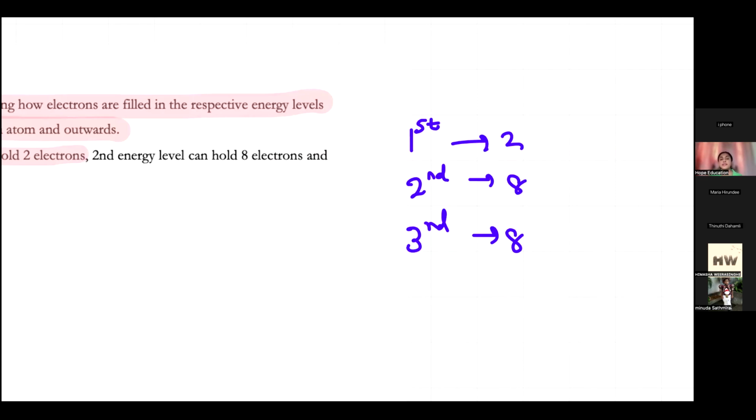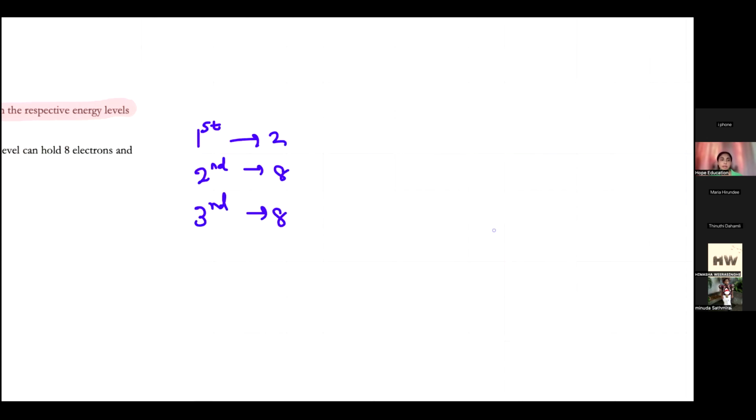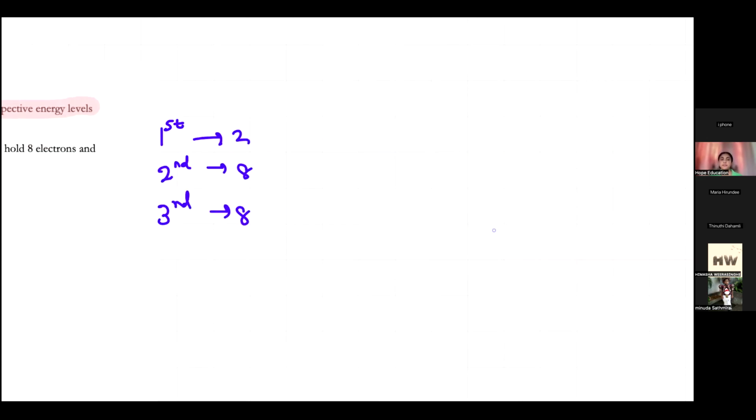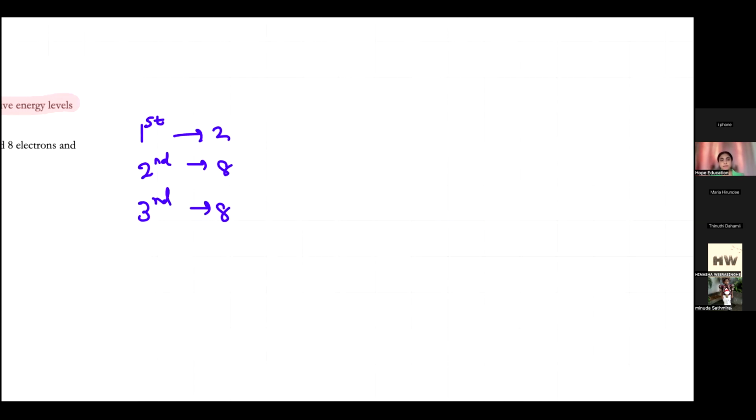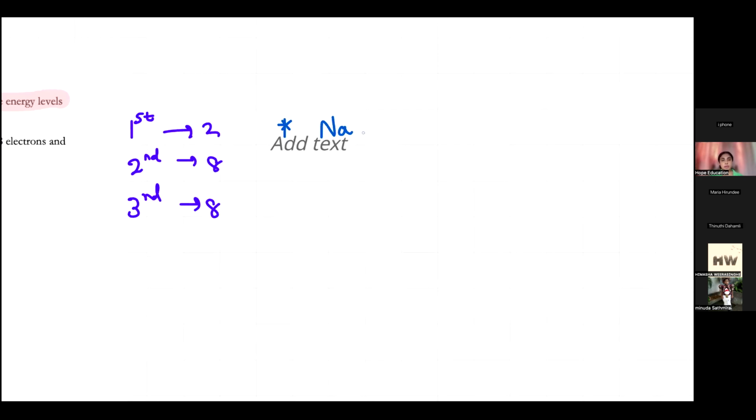I will show you how to get the electronic configuration of any element. Okay? It's like this. Listen carefully. Let's say sodium. I write sodium like this. This is the standard way, no?